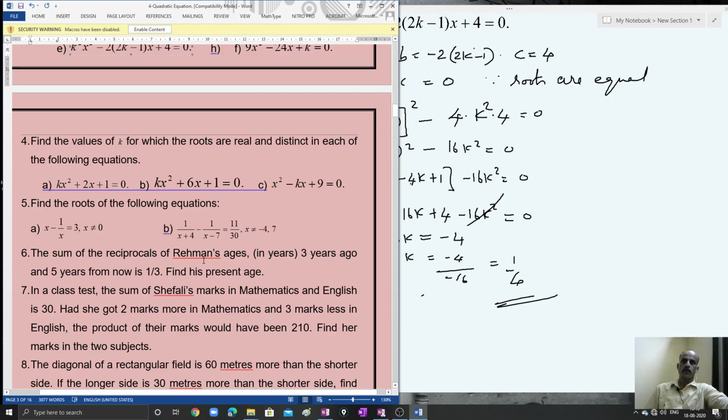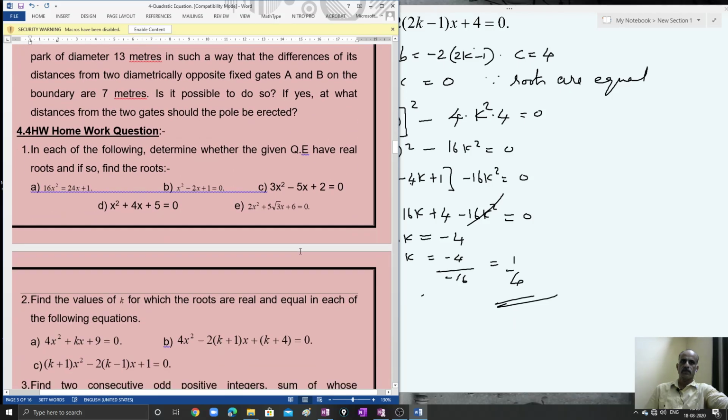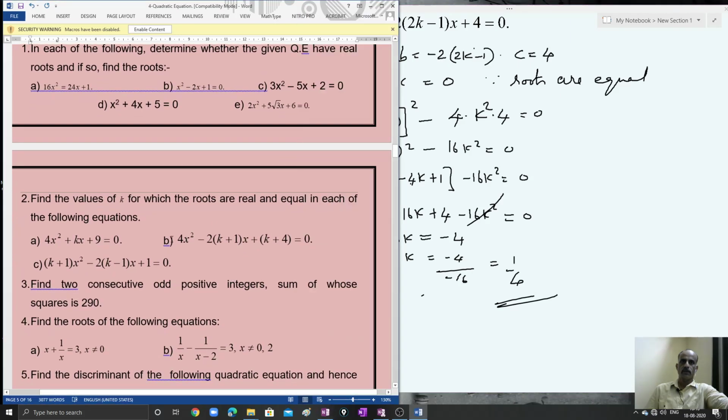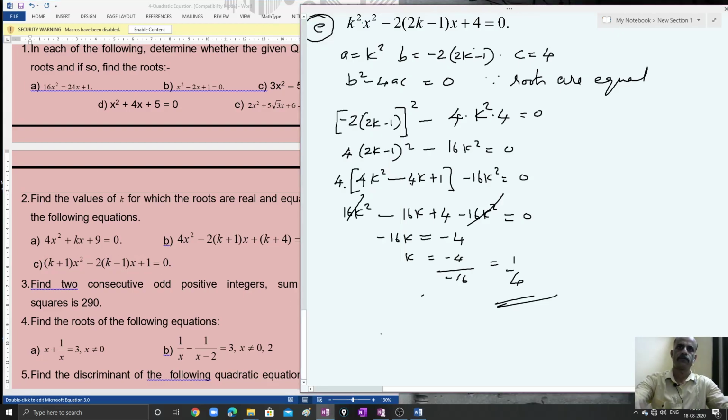Now, we will be attempting one more question. If you want, you can do one more question. I will do one more from this. Let me take a little more tough question if available. Yes, I will take this question. This is from the homework part. Homework 4.4, question number 2C.